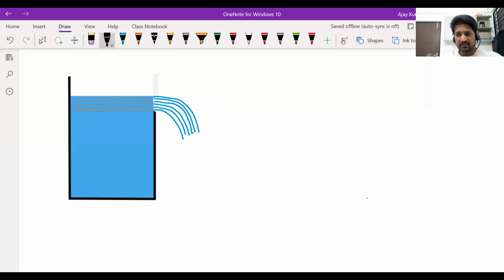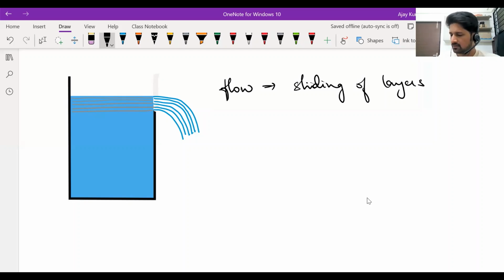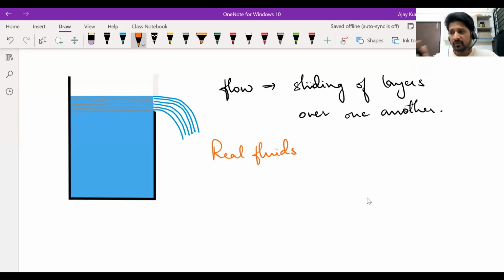Fluid layers can very easily slide over each other. That is what flow means. Flow implies sliding of layers over one another. That is what flow is basically. In solids, it does not happen. In fluids, it happens. And in case of real fluids, there will be some resistance to flow.